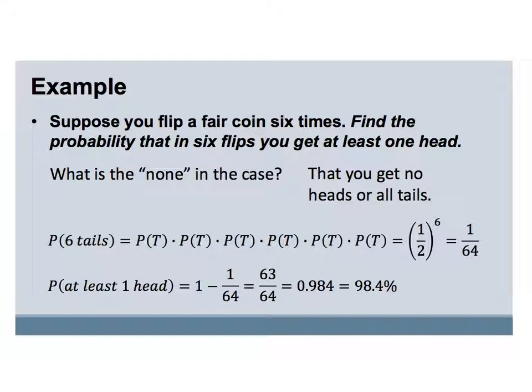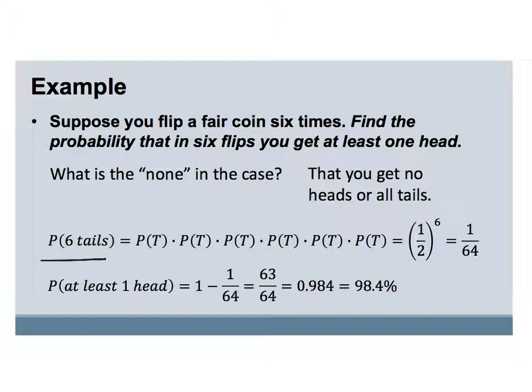Well, let's think, what is none in this case? Well, none is that I get no heads, or all tails. So none would be getting 6 tails. Well, I can do that. That's an and. Tails and tails and tails and tails and tails and tails. So I just need to multiply all those.